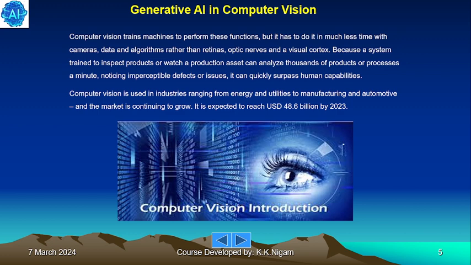Because a system trained to inspect products or watch a production asset can analyze thousands of products or processes a minute, noticing imperceptible defects or issues, it can quickly surpass human capabilities. Computer vision is used in industries ranging from energy and utilities to manufacturing and automotive, and the market is continuing to grow. It is expected to reach $48.6 billion by 2023.